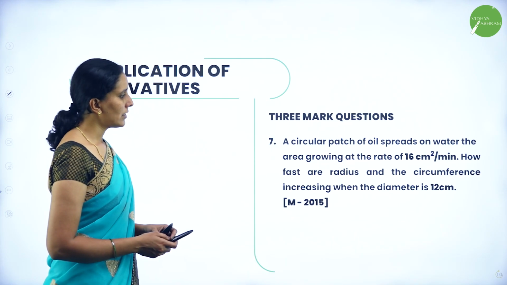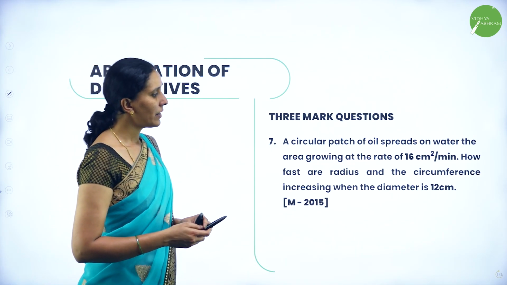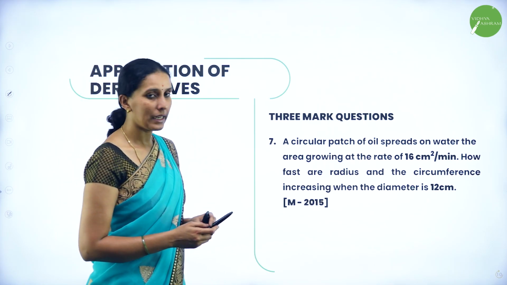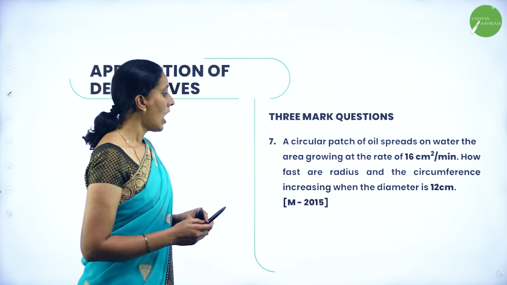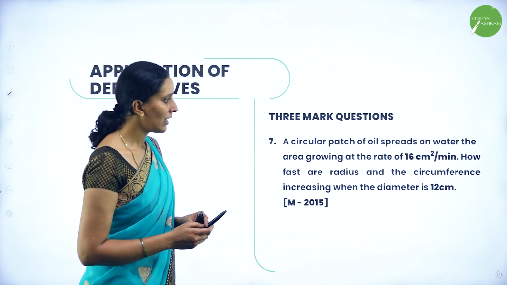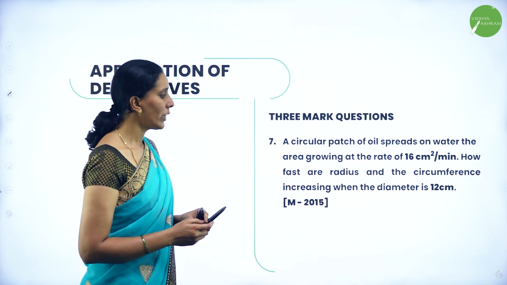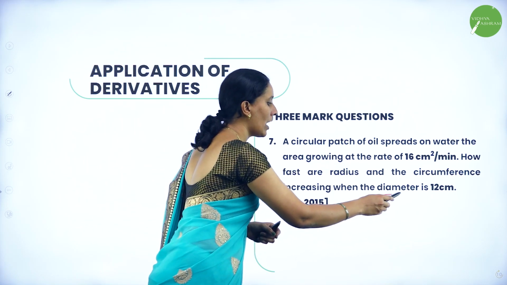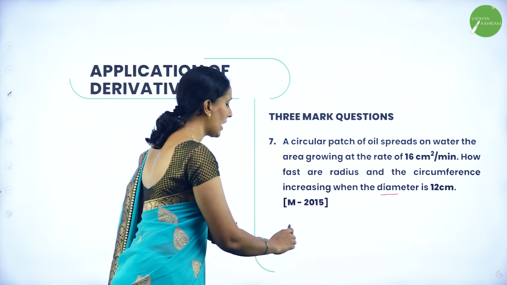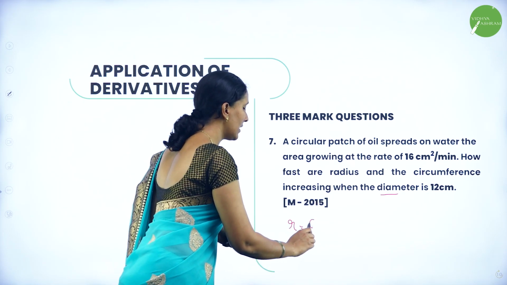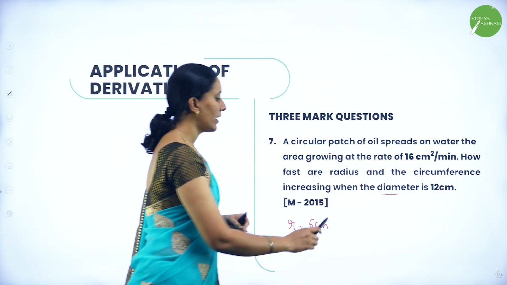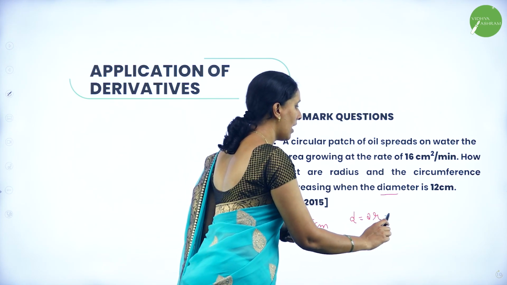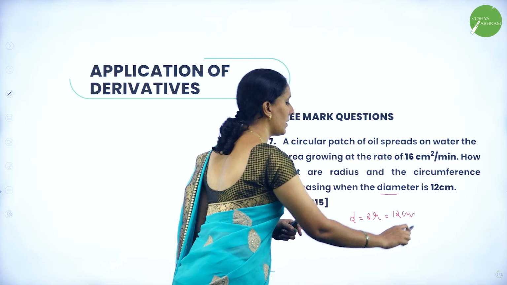Next question. A circular patch of oil spreads on water. The area is growing at the rate of 16 centimeter square per minute. How fast are the radius and circumference increasing when the diameter is 12 centimeter? So whenever the diameter is 12 centimeter, we can consider the radius as 6 centimeter, and the diameter is nothing but 2 times r, that is equal to 12 centimeter.